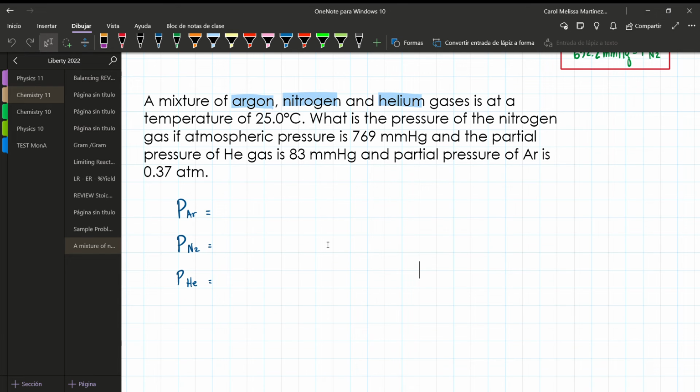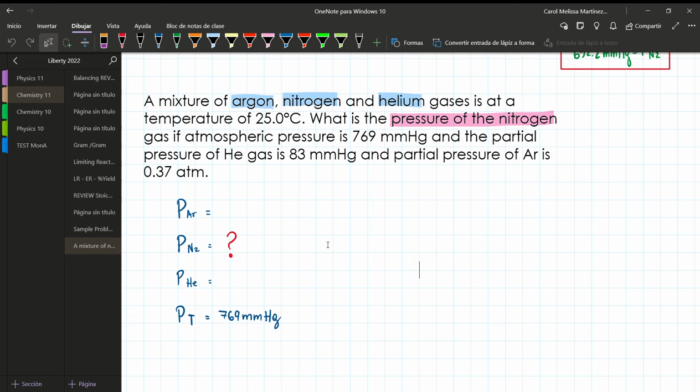The problem is asking you to find what? I need to find the pressure of nitrogen gas. This is going to be my unknown. Now they're giving me atmospheric pressure. Atmospheric pressure is just another way to say that this is the total pressure of the system. So the total pressure, or the pressure of the mixture, is equal to 769 millimeters of mercury.